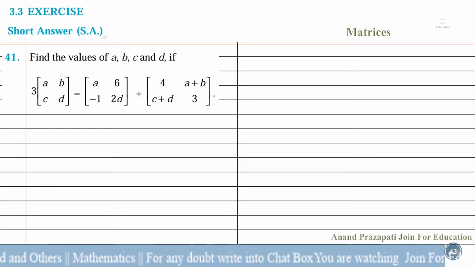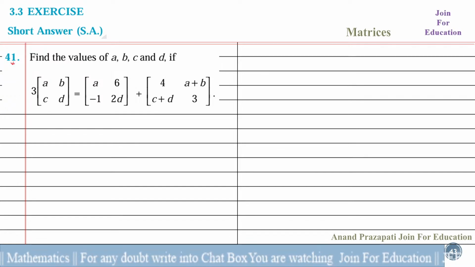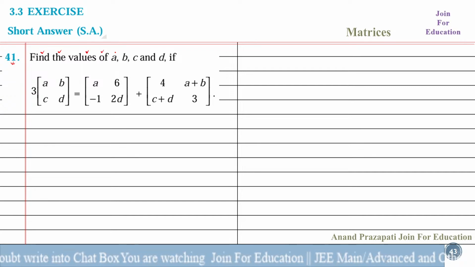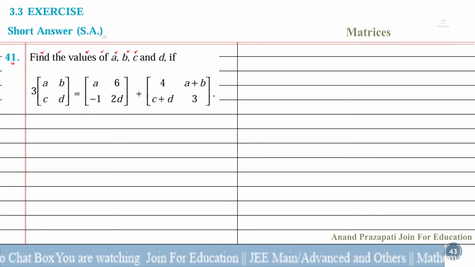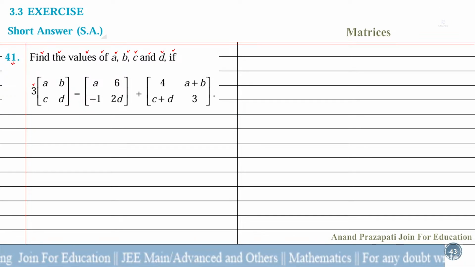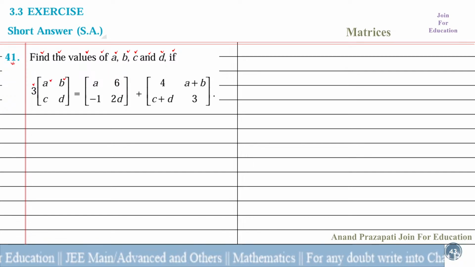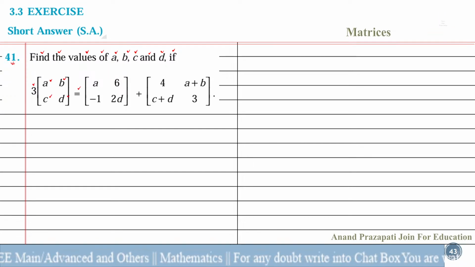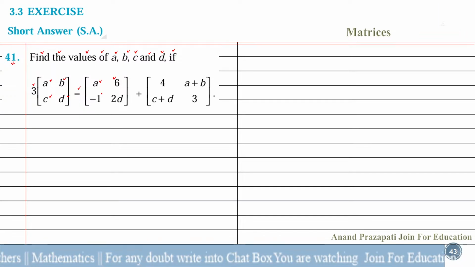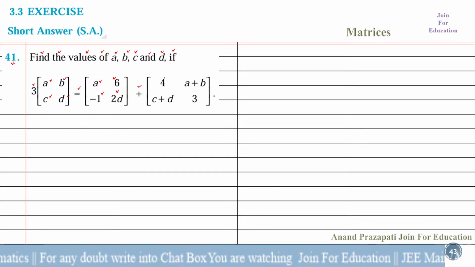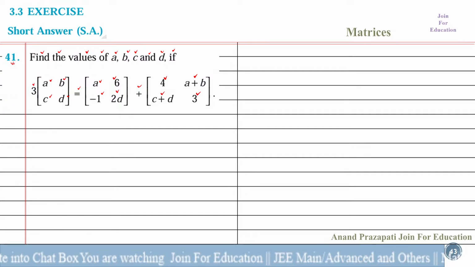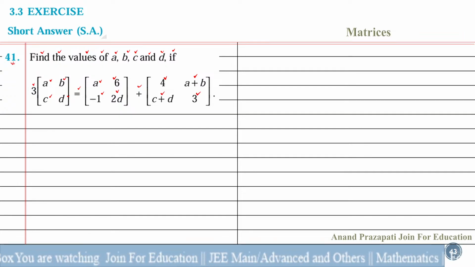Let's see the question number 41. Find the values of a, b, c and d if 3 times of the matrix a, b, c, d equal to elements of the matrix a, 6 minus 1, 2d plus 4, a plus b, c plus d and 3. Let's see the solution of this question.